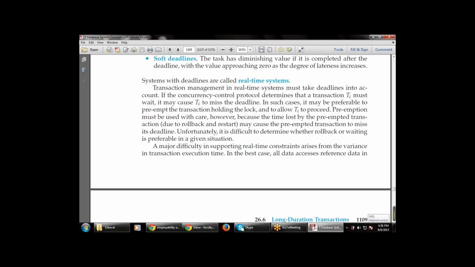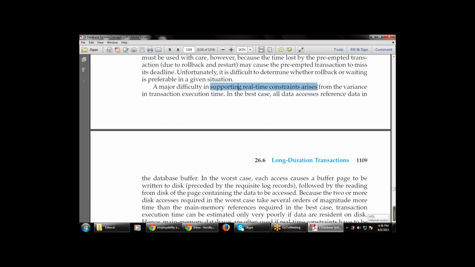Transaction management in a real-time system must meet the deadlines. But the major difficulty in supporting the real-time constraint arises from the variation in the transaction execution time. The execution time for each transaction is different. That is one of the major limitations, because suppose a deadline is given and the transaction may not commit by the deadline. Then that transaction, that application, may fail due to the time bound.